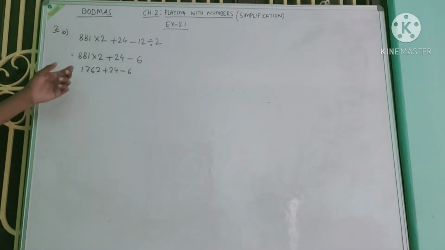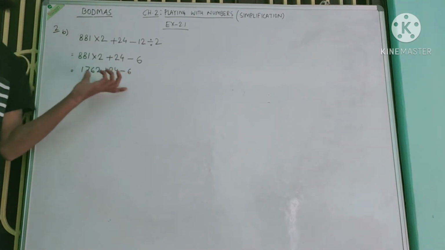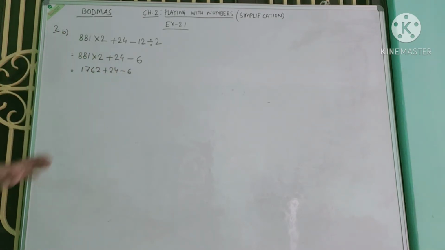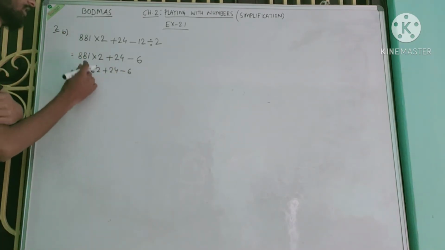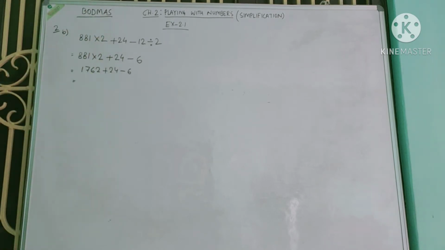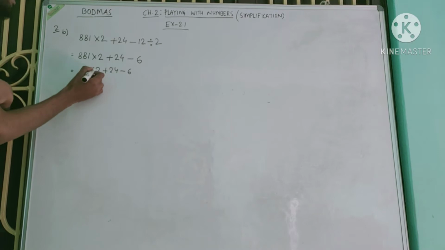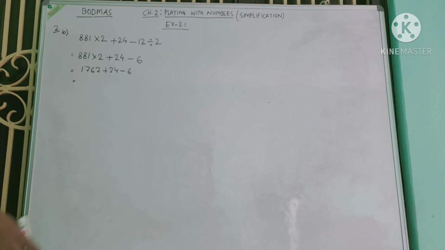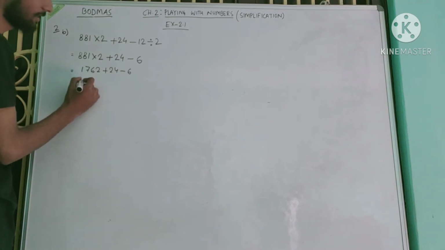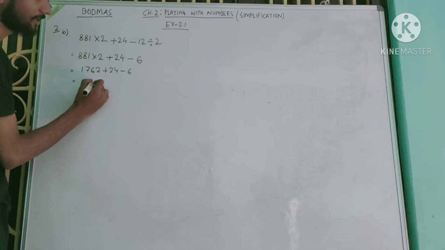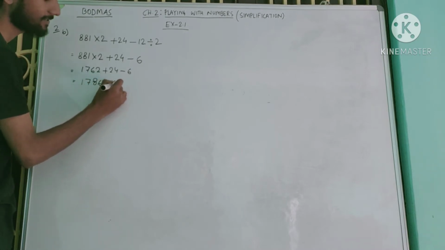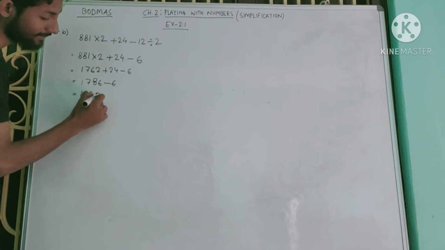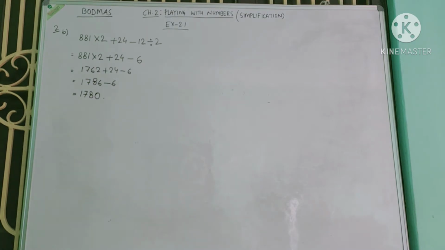We can see there is plus, then minus. So when we can see that this formation is already there, then no need to change this formation. So we will first add. A stands for add. So when we add 1762 with 24, it will be 1786 minus 6. When we subtract, we will get 1780. I think it's clear.